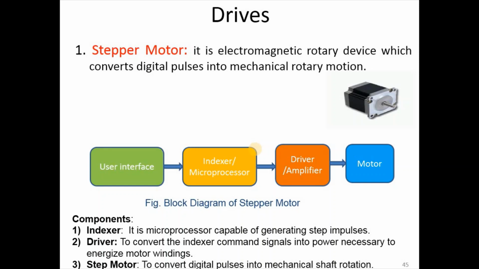This is the stepper motor block diagram. So you can see first the user interface, indexer, driver, motor. In that indexer, a microprocessor capable of generating step pulses, they will create the pulses and they will transport them to the driver, and the driver converts those signals to the power necessary for rotating the motor. And that motor converts the digital pulses into mechanical shaft rotation.